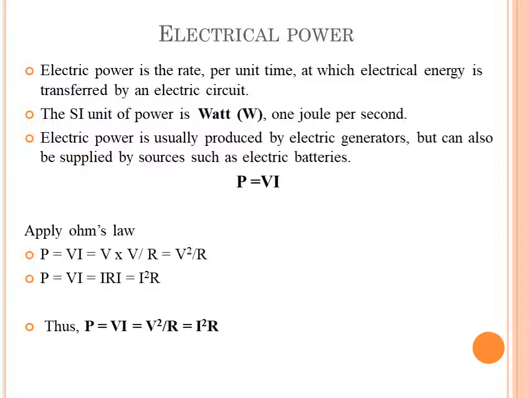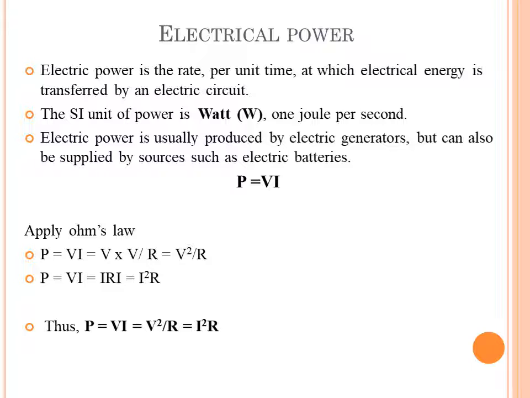Next is electrical power. Electrical power is the rate per unit time at which electrical energy is transferred by an electric circuit. Its unit is watt, or we can say 1 joule per second, as we said rate per unit time. So electric power is usually produced by electric generators but can also be produced by electric batteries or electric cells, as we discussed earlier. The formula of it is P is equal to V into I, that is voltage into current.